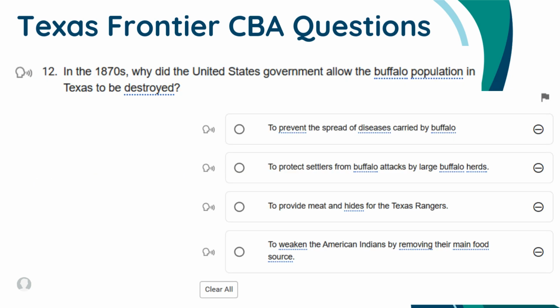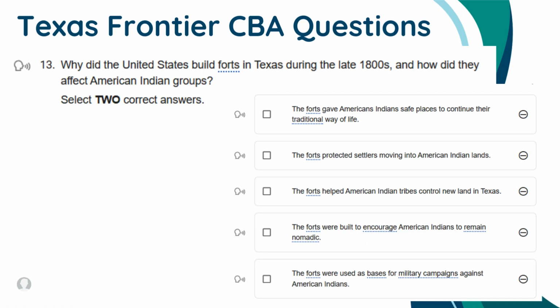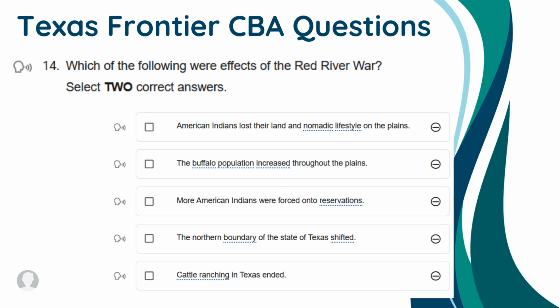Here, students need to understand why the United States government allowed the buffalo population in Texas to be destroyed. This is a two-part question where students have to identify why the United States built forts, but then also the effect that this had on American Indian groups. More cause and effect analysis, students need to identify the effects of the Red River War.